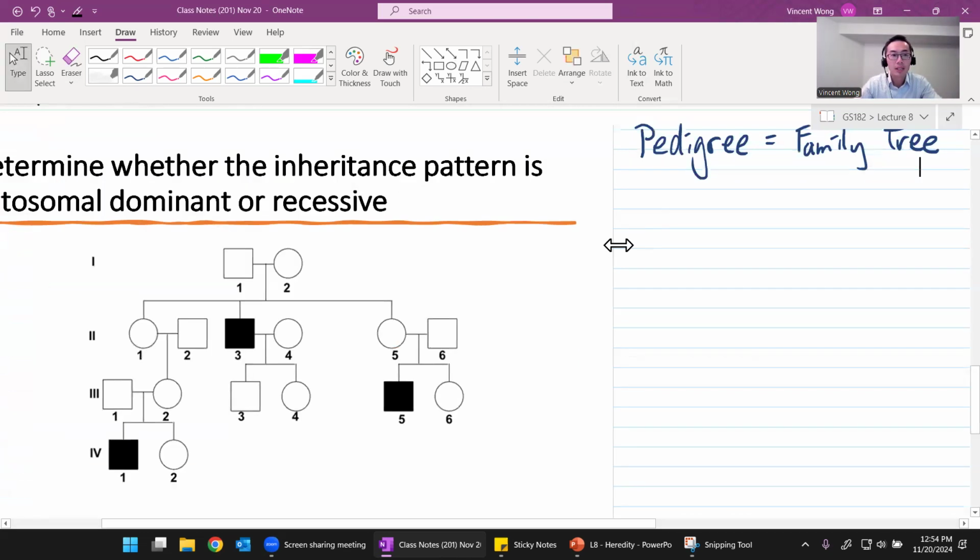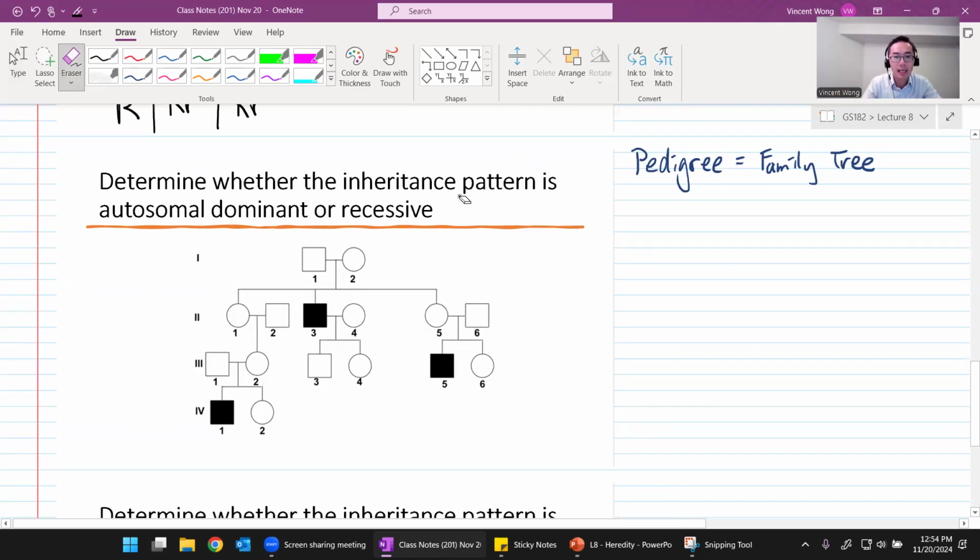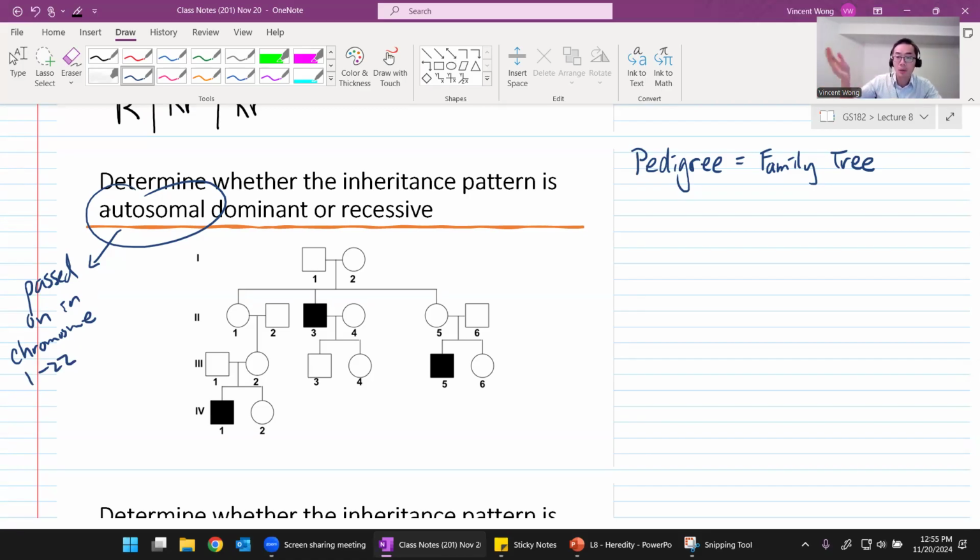All right. So the inheritance pattern refers to how the trait is being passed on. Right? There are different ways to pass it on. For example, the trait can be autosomal dominant or recessive. Autosomal means it is passed on in chromosome 1 to 22. Okay? Like it's on one of those chromosomes. If it's passed on in the X or in the Y, then it is called sex-linked inheritance pattern.